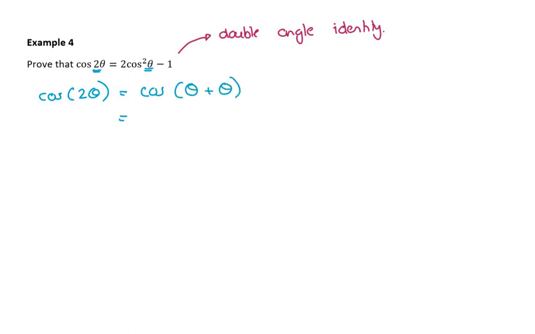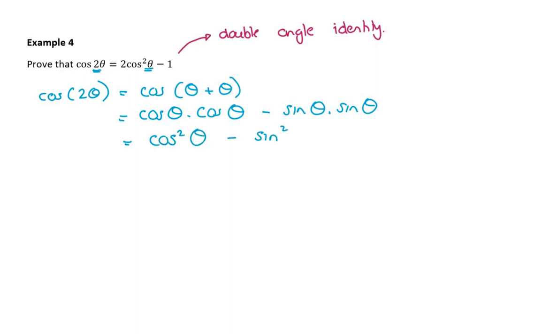Now the identity says that you cos the first angle times cos the second angle minus sine the first angle times sine the second angle. So this actually becomes cos squared theta minus sine squared theta. Now that's not what they wanted. They wanted 2 cos squared theta minus 1. So this sine squared theta has to go.